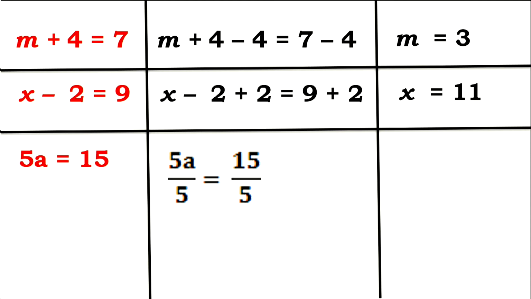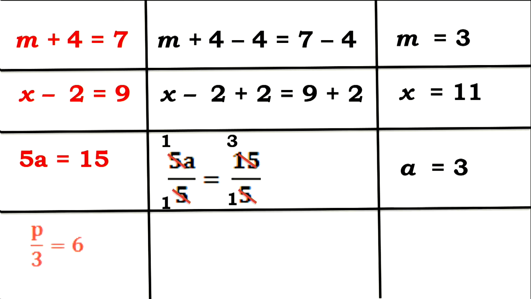Therefore, 5a divided by 5 is equal to 15 by 5. Then 5 ones are 5. Next, on the right side, 5 threes are 15. What is remaining in LHS? Only a remaining. In RHS, 3. Therefore, a is equal to 3.